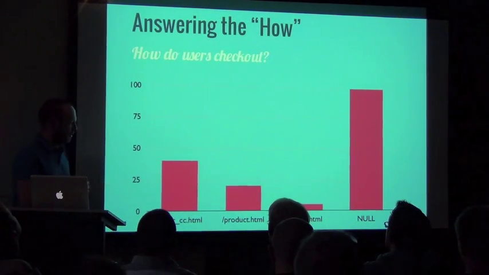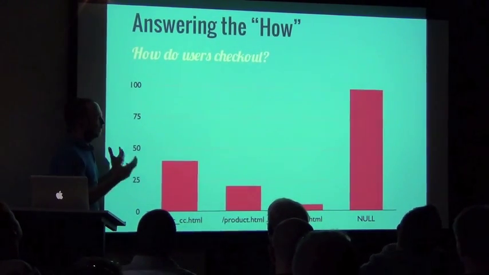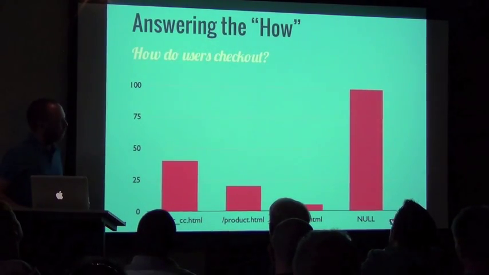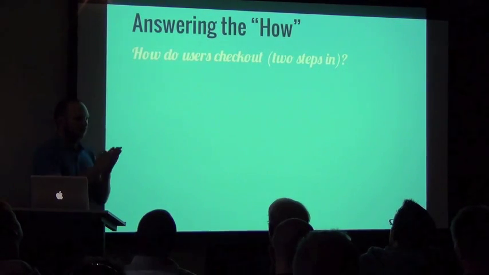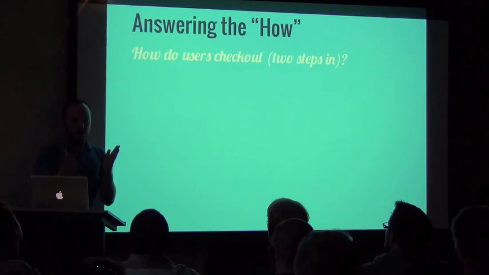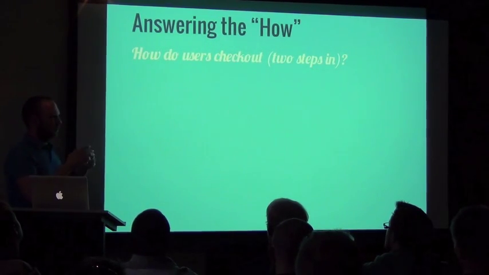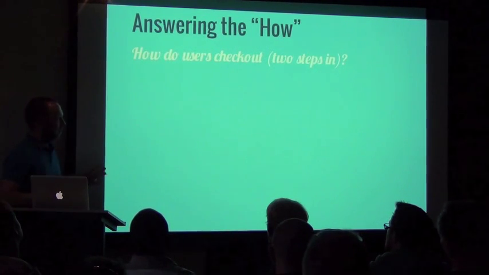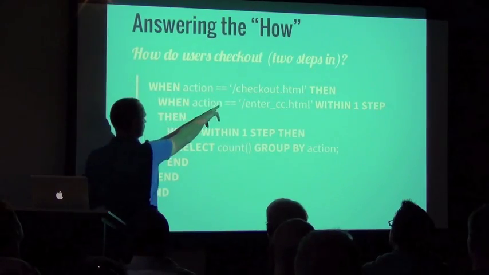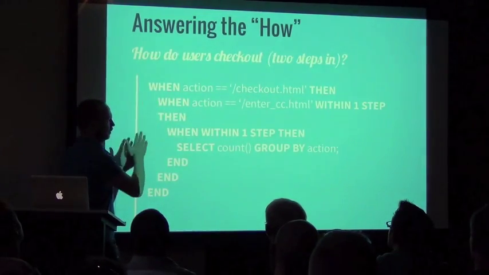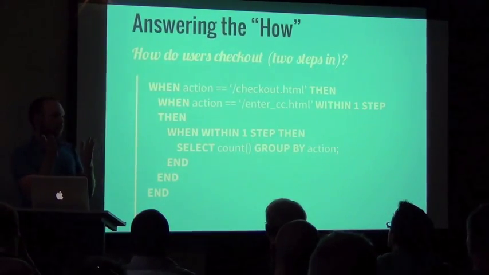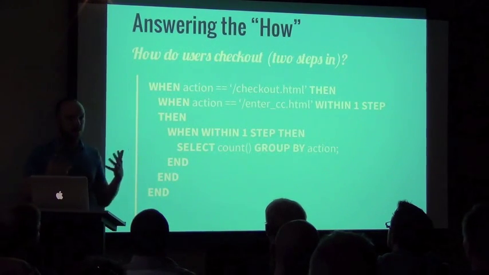So we run this, and we get the same thing as our SQL query, which is the subquery join craziness, and same idea. But what happens if you want to say, well, people go from checkout, and then they enter their credit card information, what happens after that? So in SQL, you have to join two subqueries, and it's a nightmare. But here, we can start just nesting further. So we can say when someone checks out, and then within one step they enter their credit card information, and then one step after that, we're going to do a count by this action.